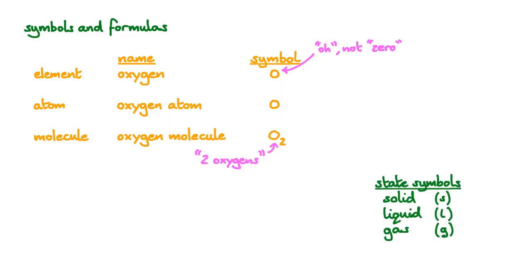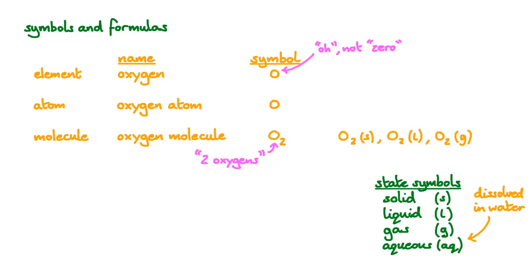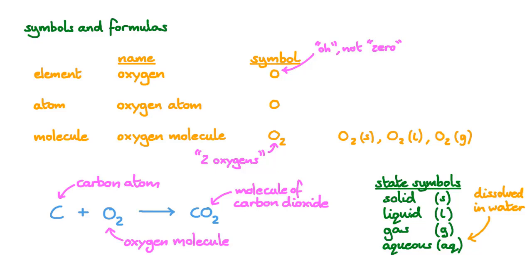You may see these formulas appearing with state symbols, which are symbols that indicate the state or phase of the substance. So you may see symbols like that, where we have the oxygen molecule in solid form, in liquid form, or in gas form. And you may also see the symbol AQ, which indicates a substance is dissolved in water. These symbols will crop up all over the place, for instance in chemical reaction equations. Here we have a carbon atom reacting with an oxygen molecule to form an entirely new substance called carbon dioxide. This new substance has different intermolecular forces and different intramolecular forces.